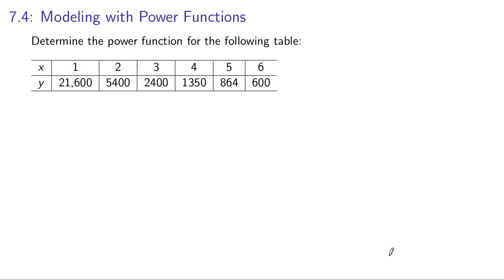So let's determine the power function for this table. Here we have x being increased by 1 each time, but the y value is going down. So if this is a power function, it's going to have to be an inverse power function. The proportionality would have to be inverse. So let's just think about this. If it's inverse, we'd have y is k over x, which means y times x should be a constant. So let's see if that's true.